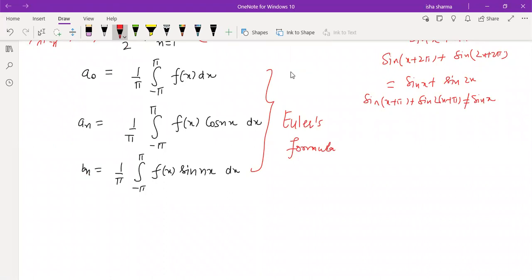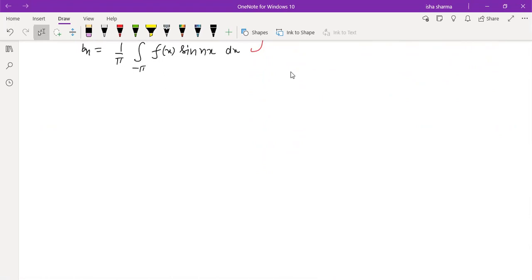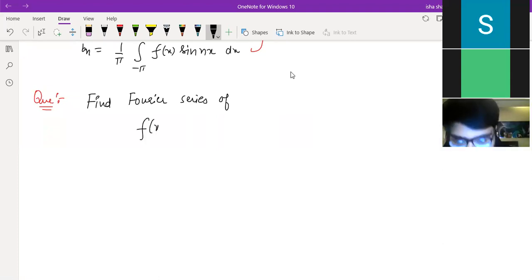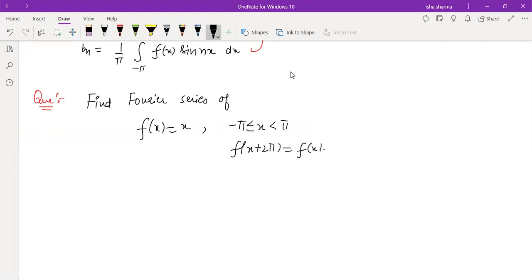Okay, let's just do an example. It's the same example which I have shown you above, for which we did not know the expansion of that function. Let me just write that. Find the Fourier series of f(x) = x in minus pi to pi, and f(x + 2 pi) = f(x). So you can see you are given the function defined over the interval minus pi to pi, and then after that it starts repeating the values.